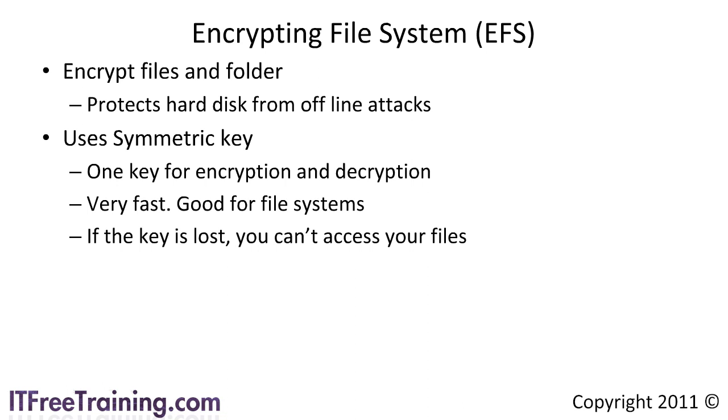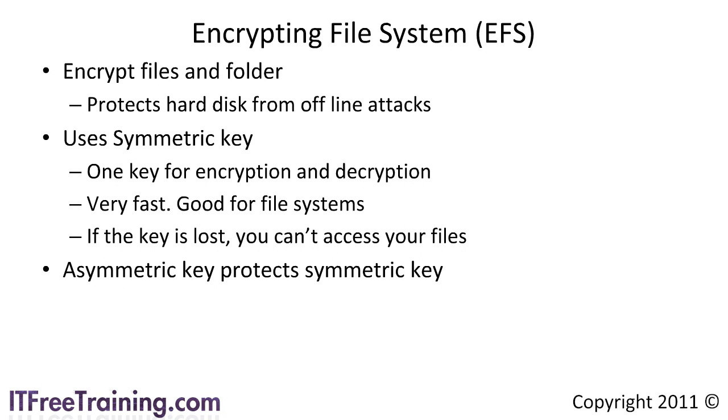To help protect your key, Windows uses asymmetric keys. Asymmetric keys means using a public and private key. Using the asymmetric key system allows the symmetric key to be encrypted. If a hacker were to obtain the symmetric encrypted key, they would not be able to use it to decrypt your files. To understand this process better, consider this.